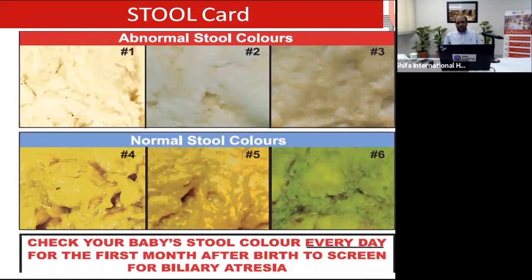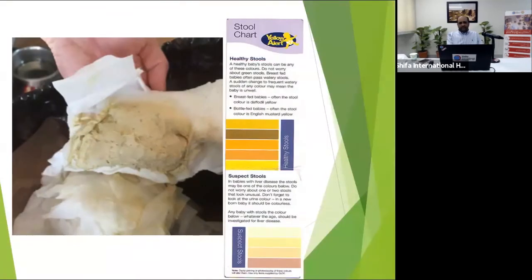So there is a stool card available that sometimes helps because, again, it is not mathematics, 2 + 2 = 4. You will see a different range of colors of the stool. Here in this stool card, you can see that the upper 3 are the abnormal stools. And when there is a yellowish tinge, this is abnormal. This is the normal color of the stool. This you can see in the nappy.